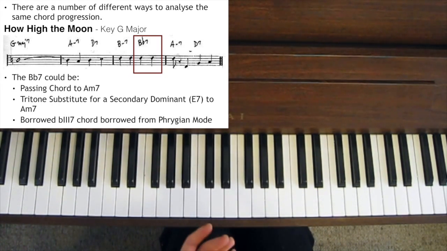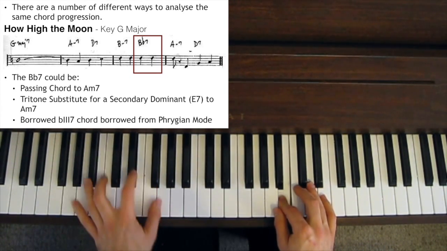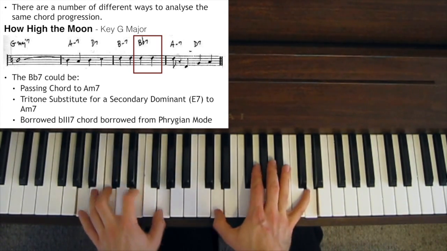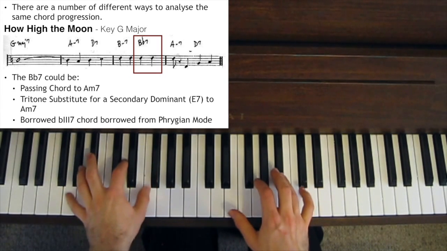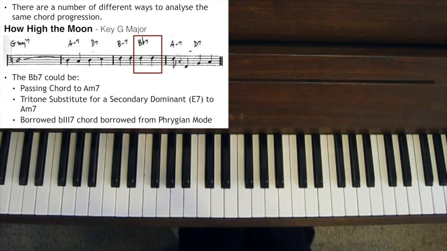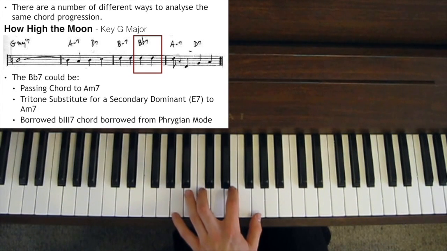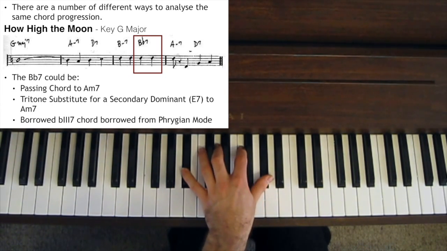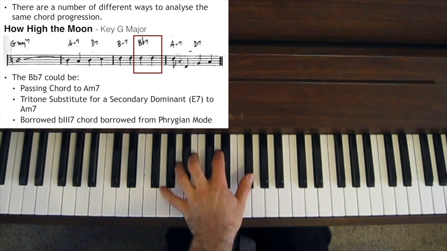For example, let's take the song How High the Moon. Now, there's a section in the song that goes as follows. So it's in the key of G, and the chord progression goes G major 7, A minor 7 to D7, B minor 7 to B flat 7, A minor 7 to D7, back to G major 7.